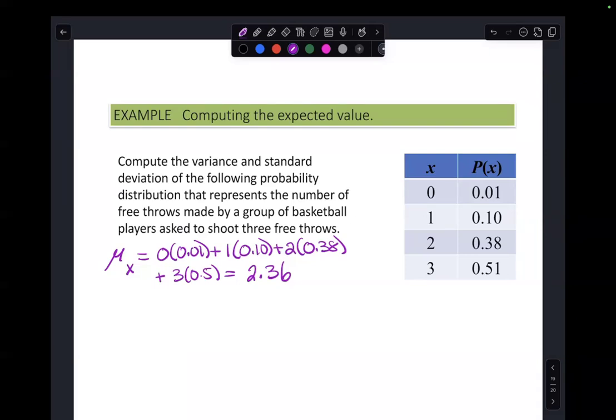Questions, comments, queries, concerns? Would the 3 be multiplied by 0.51 or 0.5? It's probably 0.51, so I must be slightly off. Man, I don't know what's wrong with me. It's this darn snow day. I'm going to fix it. It's going to be slightly different. It's 2.39 instead of 2.36.